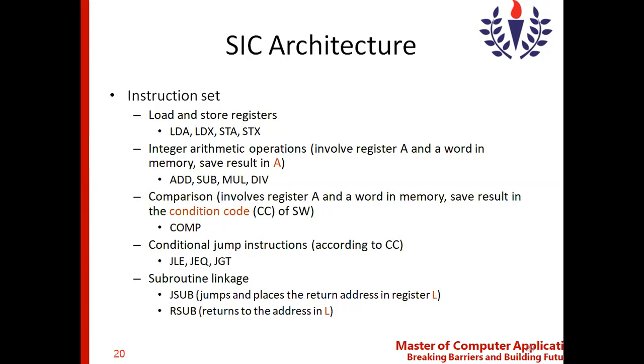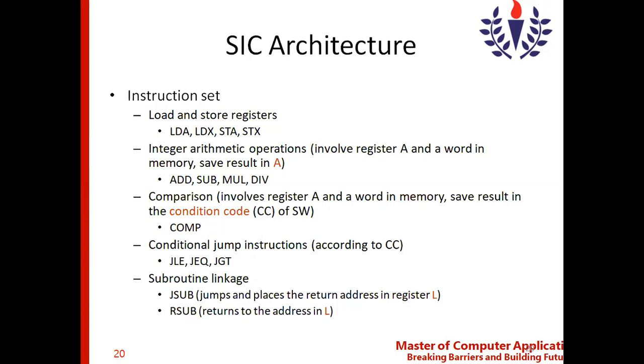Then coming to the last one, subroutine linkage. Herein we use two instructions. One is JSUB and the other one is RSUB. JSUB is basically jump to the subroutine. When it makes the jump, it stores the return address in the linkage register. As we already discussed about the linkage register in the registers in SAC machine architecture, where I was telling you that the linkage register is used to store the return address. So whenever there is a jump to the subroutine, it stores the return address in the L register.